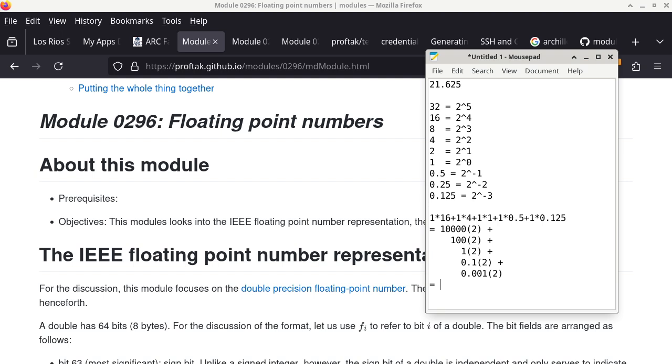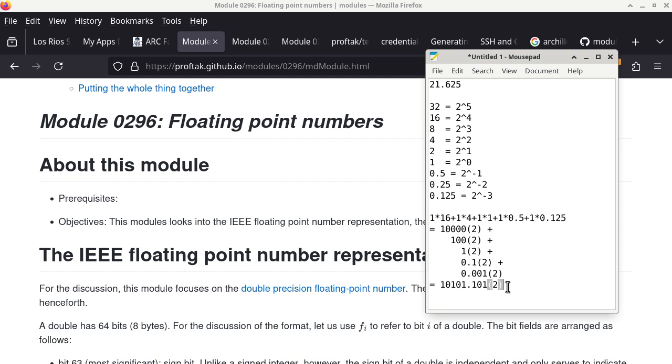So the final answer is 101.101 in base 2. So what we know in base 10 as 21.625 is known as 101.101 in base 2. Are we doing okay so far with this? So this explains the point of a floating point number, but it doesn't quite explain the floating part.